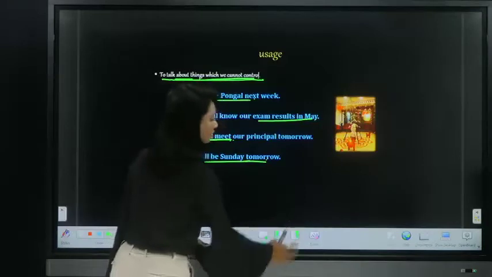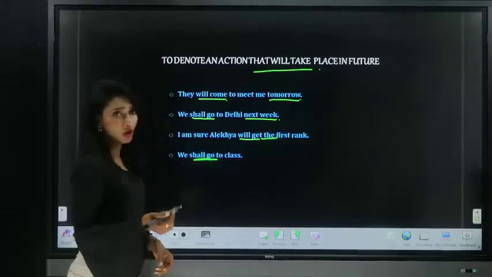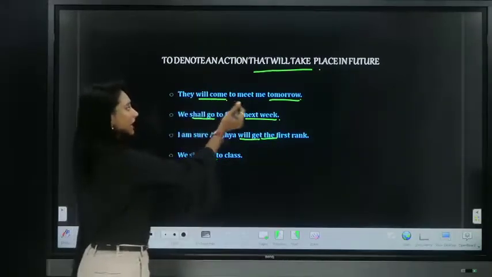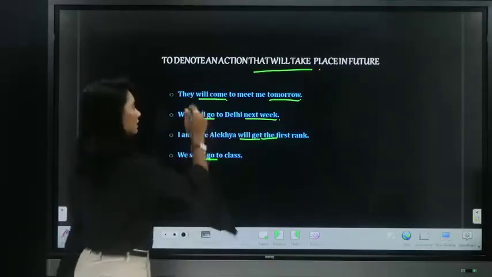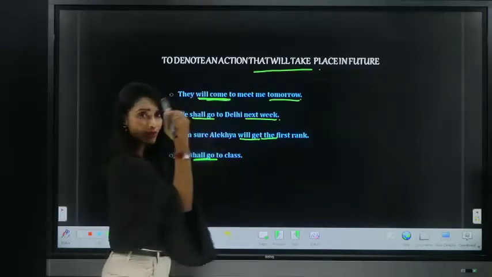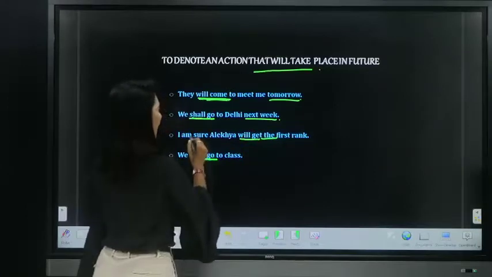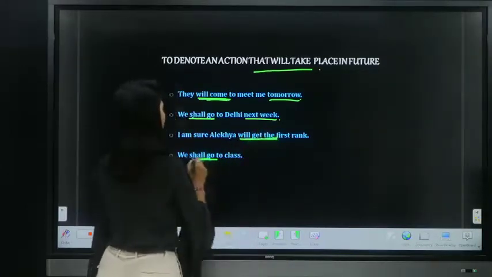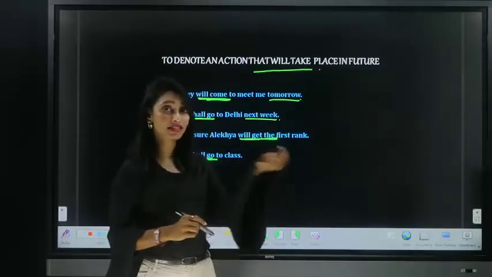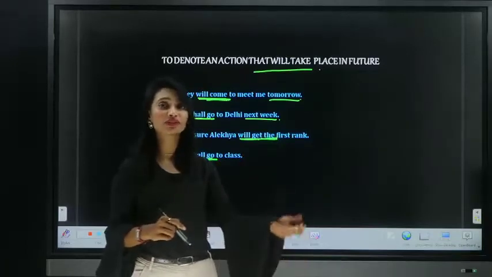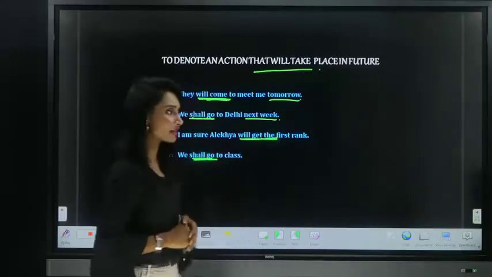And moving on to the second usage, to represent future events with a time indicator for future. This is a common usage. For example, they will come to meet me tomorrow. So here there is no connection with present or past. It talks about the future event. We shall go to Delhi next week. I'm sure Alekia will get the first rank. We shall go to class. So it talks about the actions which should take place in the future, which are planned for the future, the events for the future, which have no connection with present or past. That is our second usage.